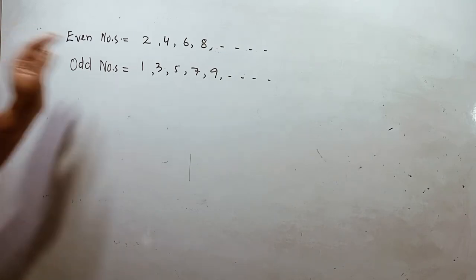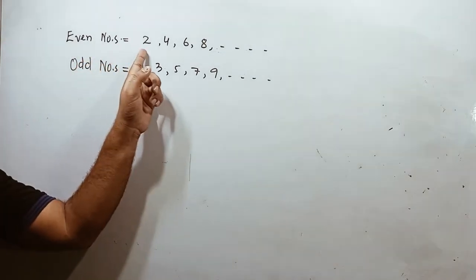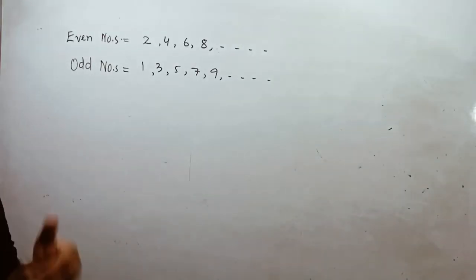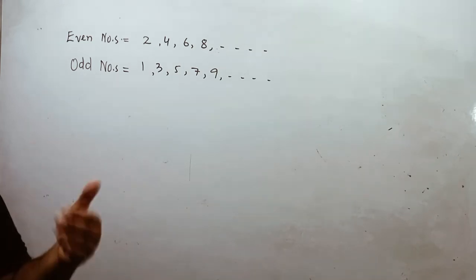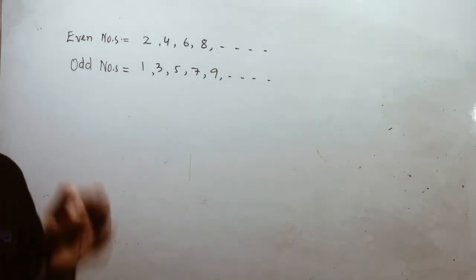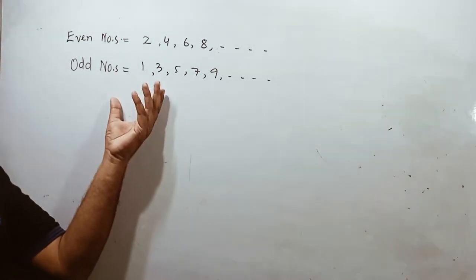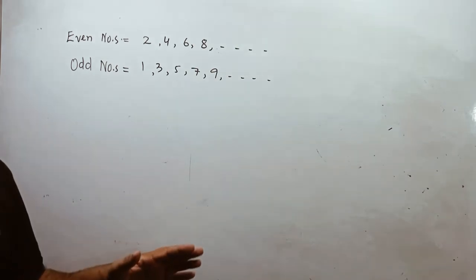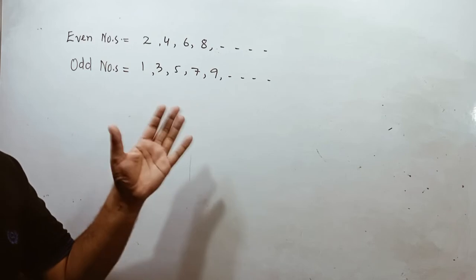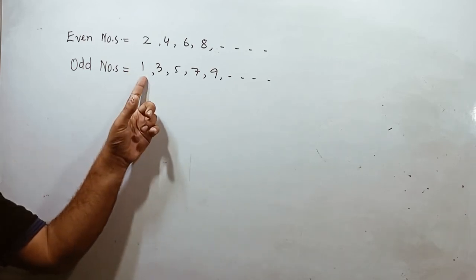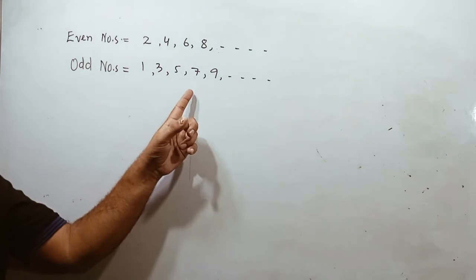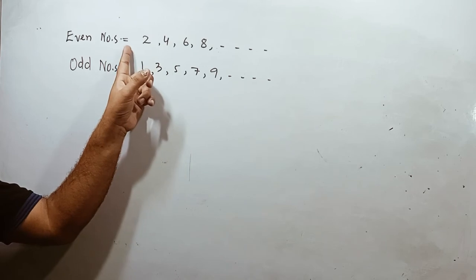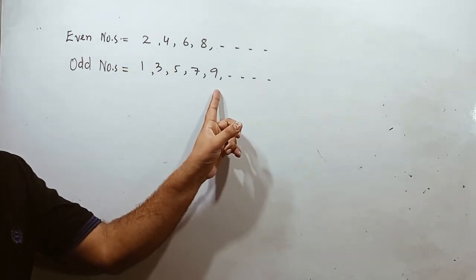Here the main definition you should understand: every even number is divisible by 2. That means every even number comes in the table of 2, and we can divide it with 2. And an odd number is the number which is not divisible by 2, which does not come in the table of 2. You can see 1 does not come in the table of 2, 5 does not, 9 does not. So these are the even numbers and these are the odd numbers.